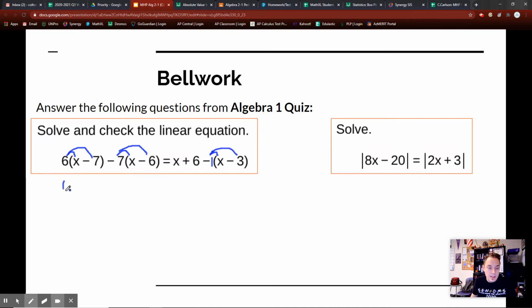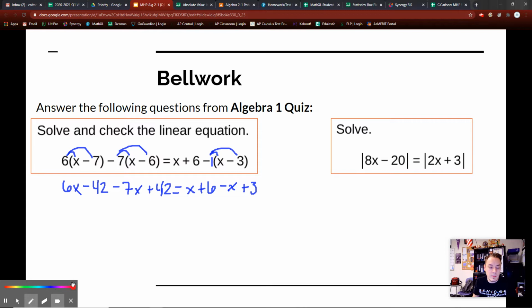Okay, so this is going to be 6x minus 42 minus 7x and then plus 42 equals x plus 6 minus x and then plus 3. All right, so now let's start combining like terms here. Remember, I'm going to focus on either side before I start switching stuff over. Focus on either side before I start switching stuff over, which means I can focus on this, I can focus on that.